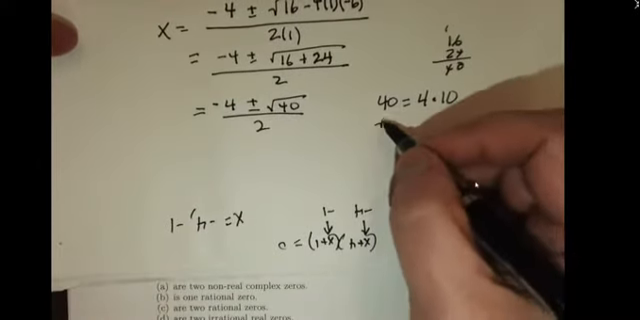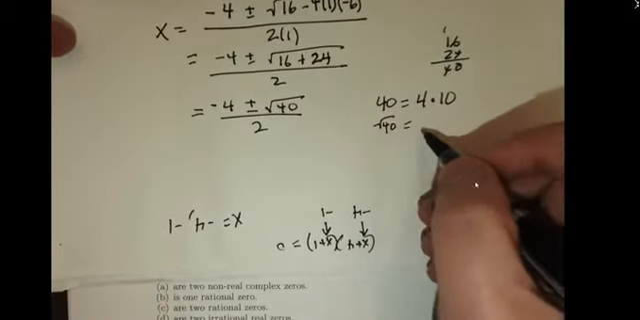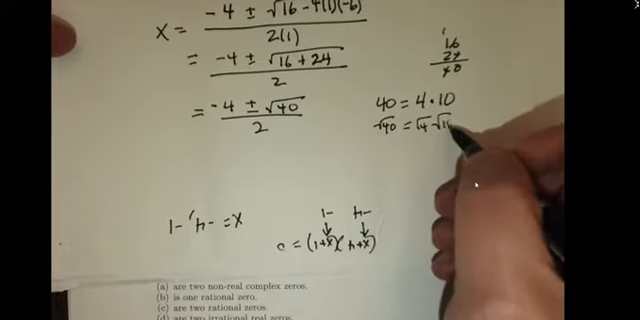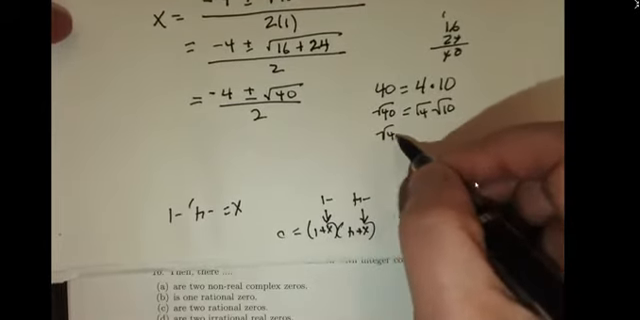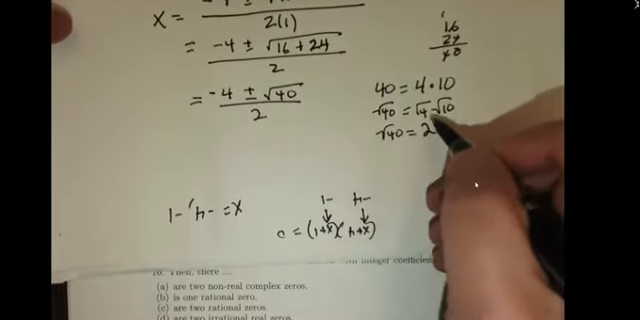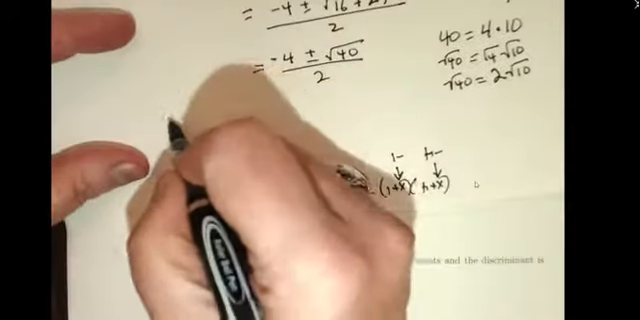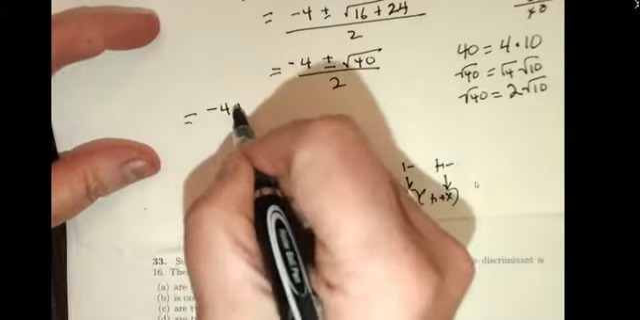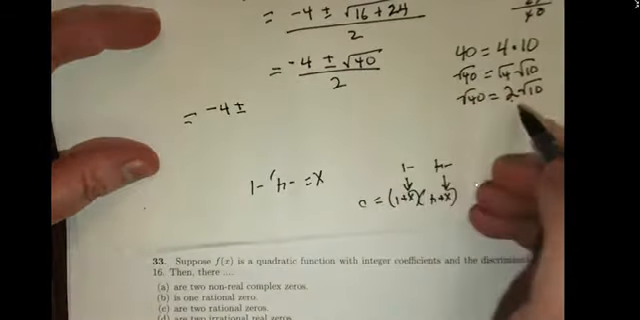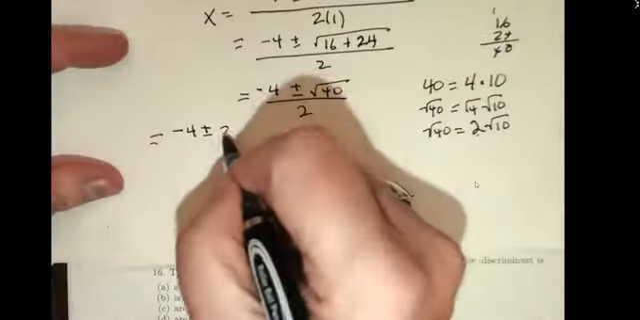Also, 40 is not a perfect square, but I can rewrite 40 as 4 times 10. So I can rewrite the square root of 40 as the square root of 4 times the square root of 10. And I can rewrite that as 2, because the square root of 4 is 2, times the square root of 10. So instead of the square root of 40, I'm going to have 2 times the square root of 10.